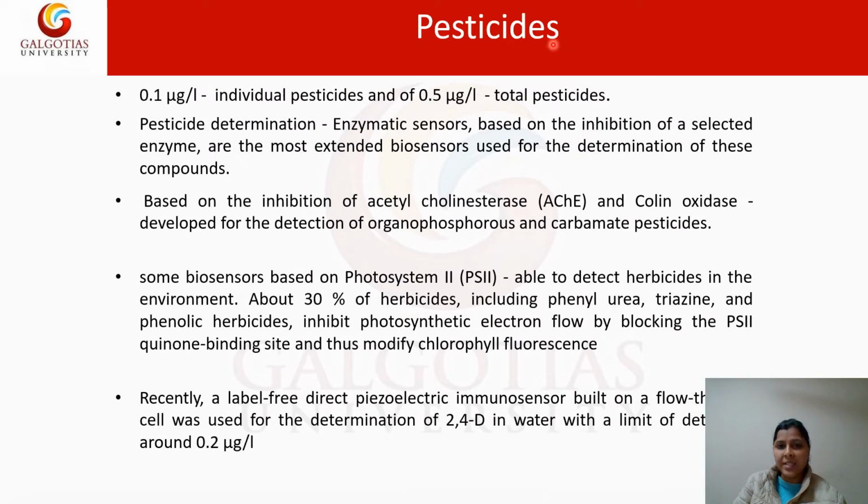Next one is pesticides. Pesticides we all know, and for the detection of these pesticides we are using different biosensors that are based on photosystems. So photosystem II is being used for this. They are able to detect herbicides in the environment. Almost 30% of herbicides, which include phenylurea, triazine, and phenolic herbicides, inhibit photosynthetic electron flow by blocking the PSII quinone binding site and thus modify chlorophyll fluorescence.